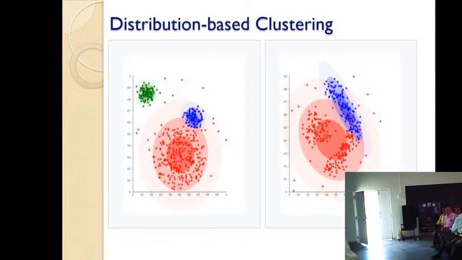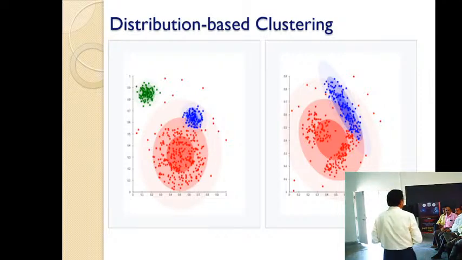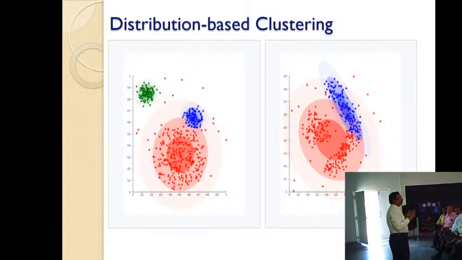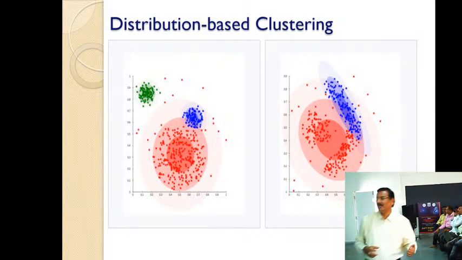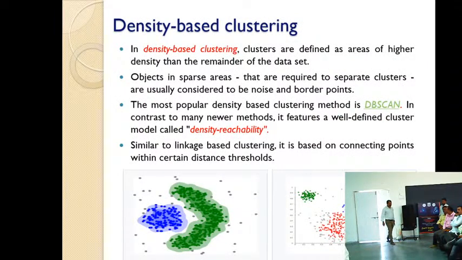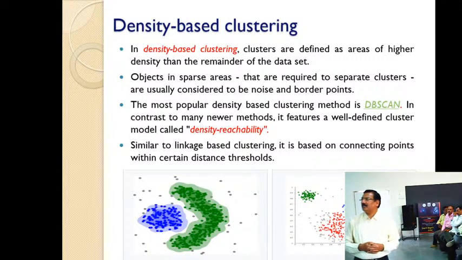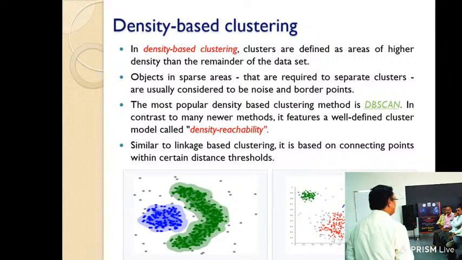Next, this is a distribution based clustering. You can see such a problem, and based on your input, you can go for such a distribution. Next, this is a density based clustering algorithm. Clusters are defined as areas of higher density than the remainder of your data set. One important density based method is DBSCAN, one of the methods where you can make a clustering of your data.